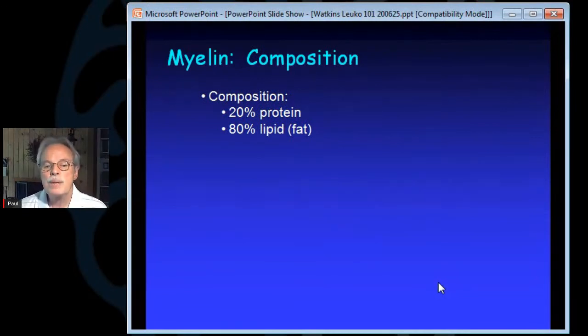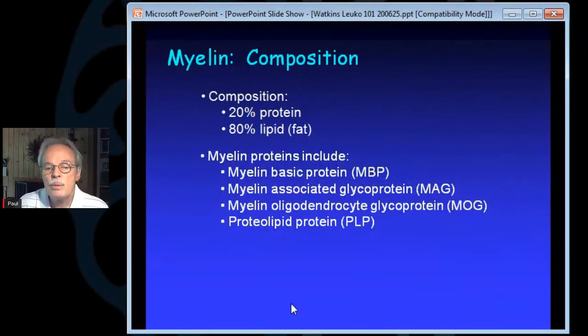Well, it's about 20% protein and about 80% fat or lipid. And we'll talk briefly about both of those. So the myelin proteins, the main ones are called myelin basic protein, myelin associated glycoprotein or MAG, myelin oligodendrocyte glycoprotein or MOG, and then proteolipid protein or PLP. And we'll get to that in the next slide.